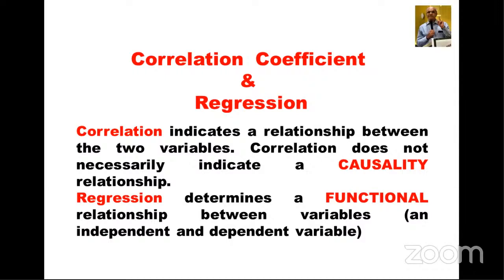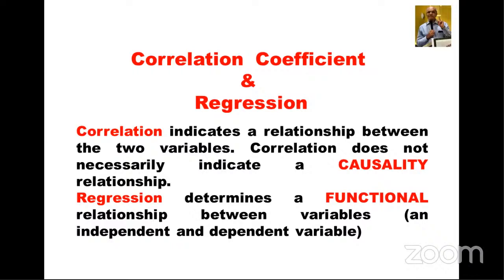Now regression. To understand regression, we must understand correlation. Correlation indicates the relationship between two variables. Suppose we have variables X and Y. So what is the relationship between them? The relation doesn't necessarily indicate a causal relationship. Why and how is that?